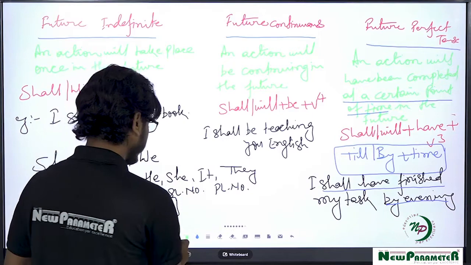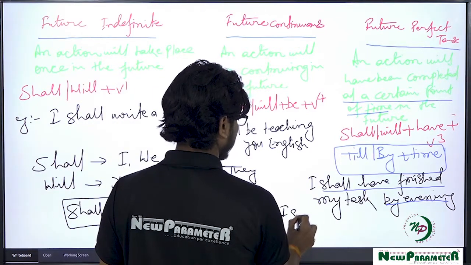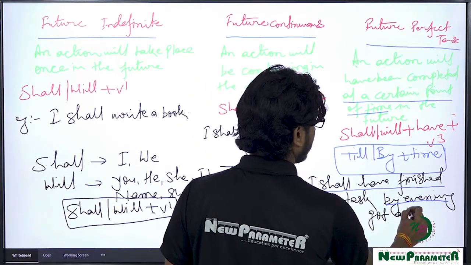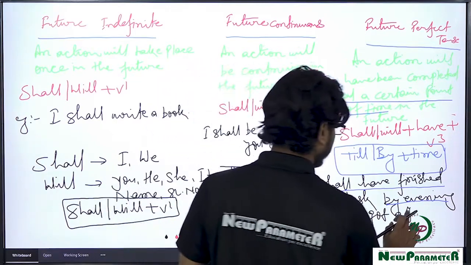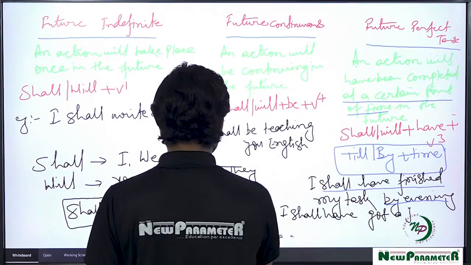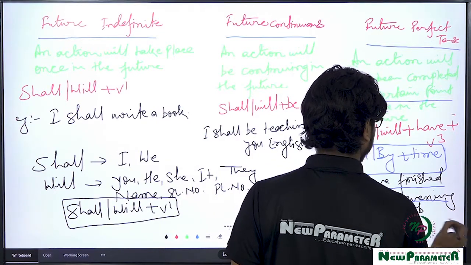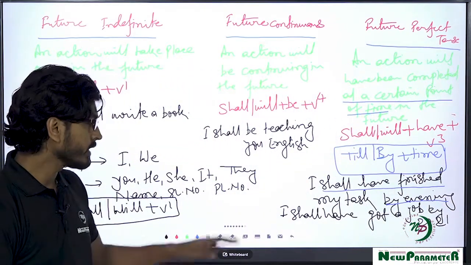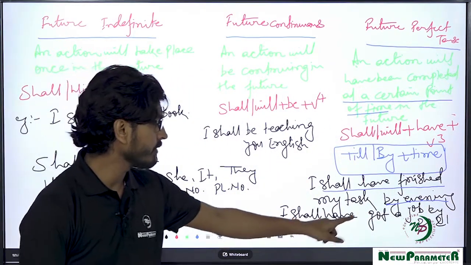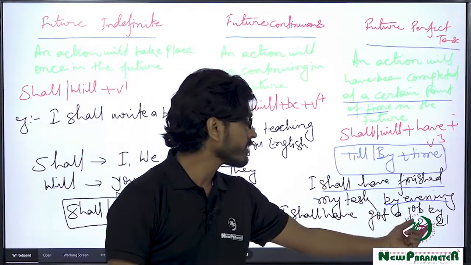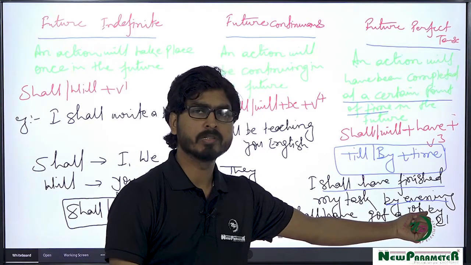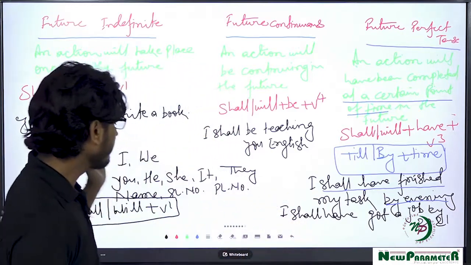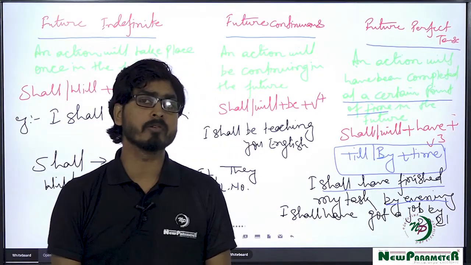If I say I shall have got a job by 2021. Again, in this sentence, I have used shall have plus V3, and then I have used a time with the help of by. You can also write here till. So there is no any basic difference between till and by. So this is all about tense, and I hope you have understood it very well.